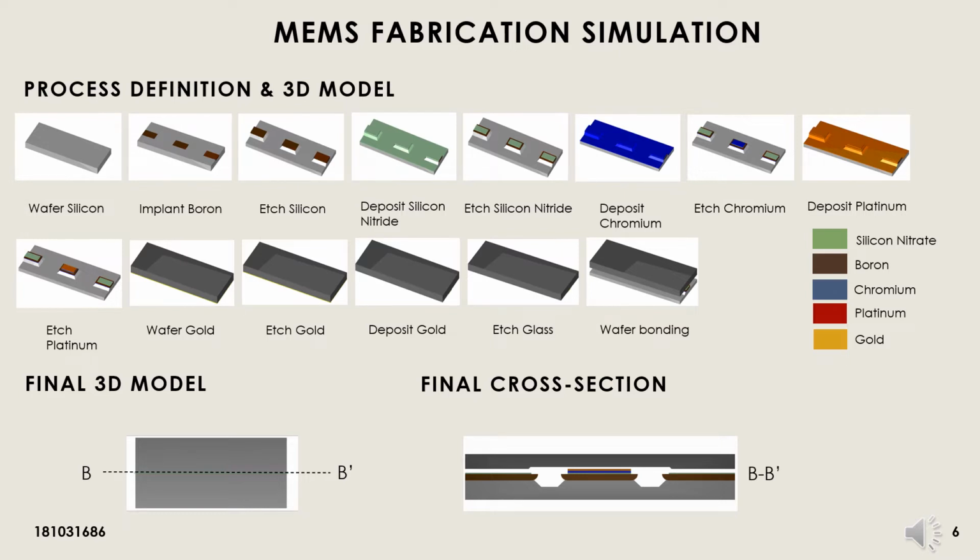The ninth step is etch platinum. The 10th step is wafer gold. The 11th step is etch gold. The 12th step is deposit gold. The 13th step is etch glass. And the final step is wafer bonding. The material color used is shown. The final 3D model of our fabrication. This is the cross section of our final 3D model, from B to B prime. The final cross section is shown in the figure below.